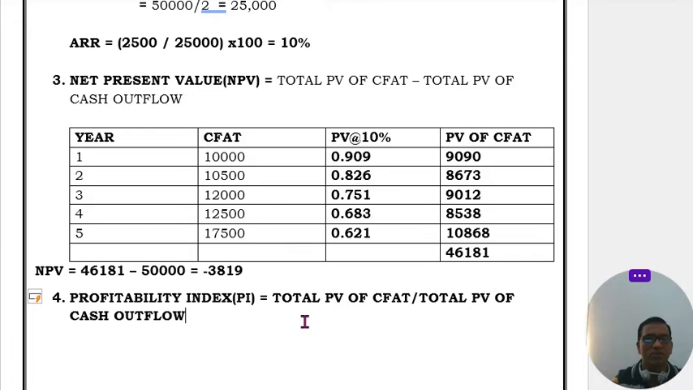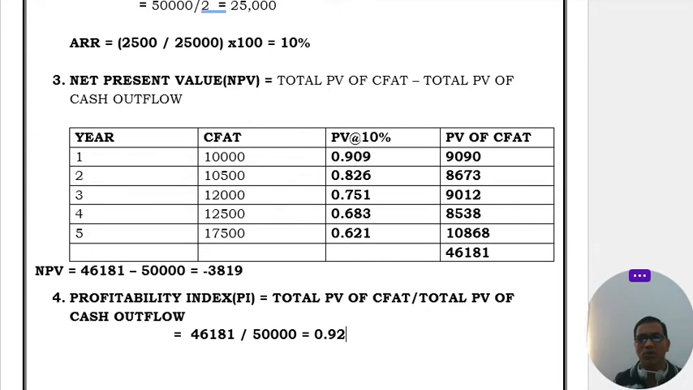So that is equal to total PV of CFAT, 46,181, which we just calculated, divided by 50,000. That equals 0.92.